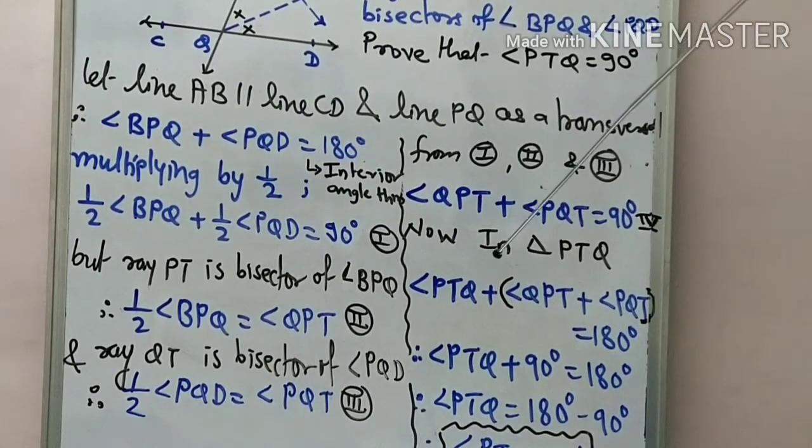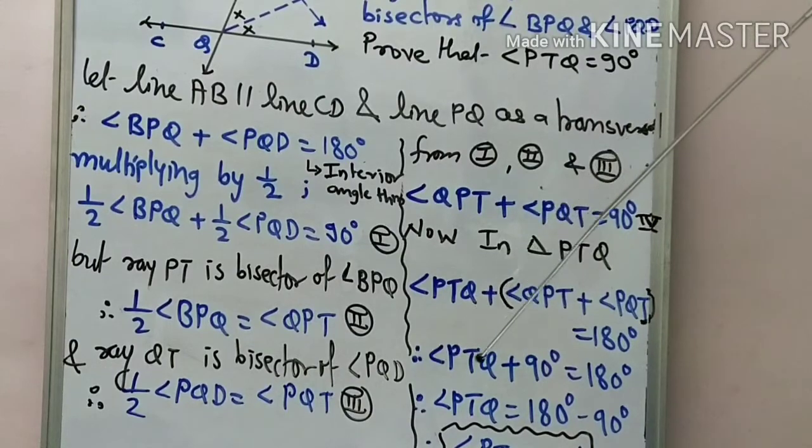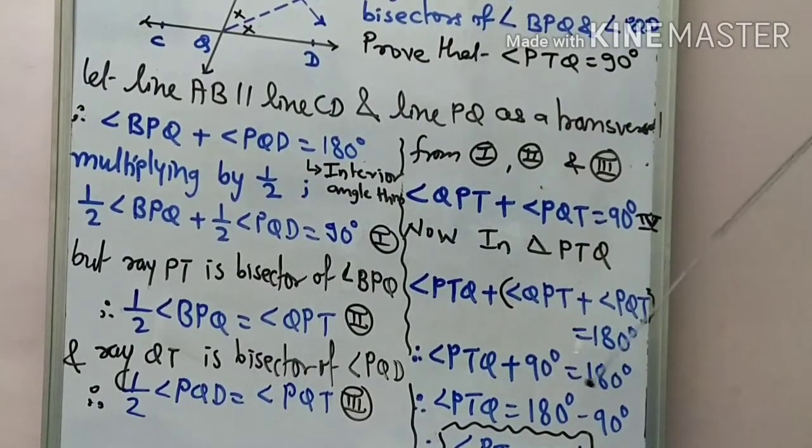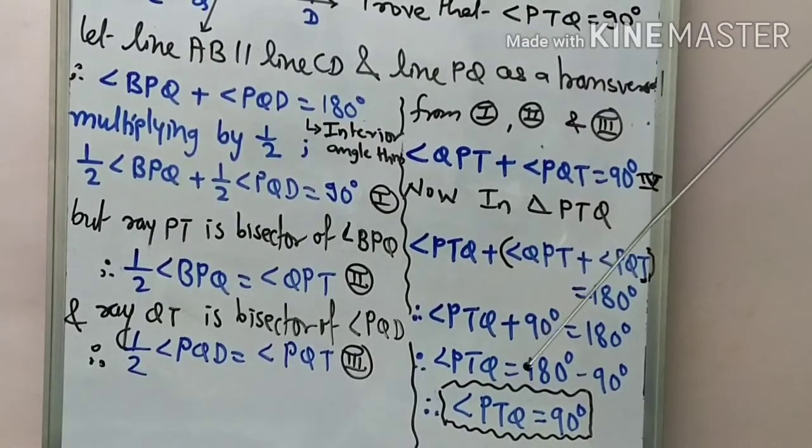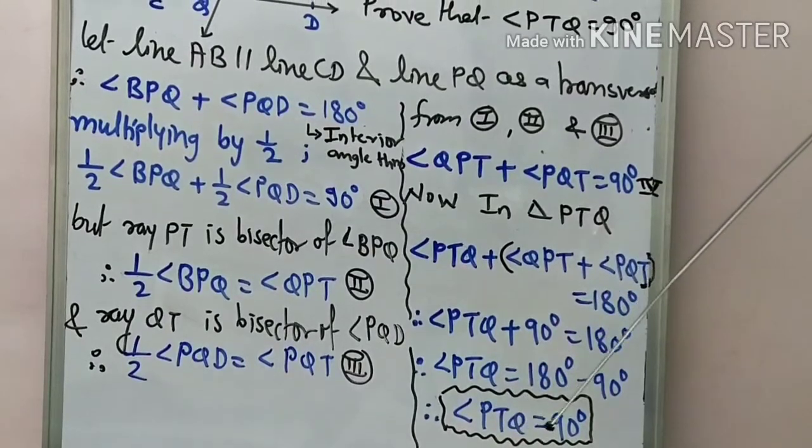And then we use the theorem that the sum of measures of all angles of a triangle is 180 degrees in triangle PTQ. Here you write down that property, and then take the addition of these three angles equal to 180 degrees. But in the fourth equation we showed that the sum of measures of these two angles is 90 degrees. So we replace this value as 90 degrees here. So angle PTQ plus 90 degrees equals 180 degrees, and hence angle PTQ equals what? 180 degrees minus 90 degrees, and therefore the measure of angle PTQ is 90 degrees.